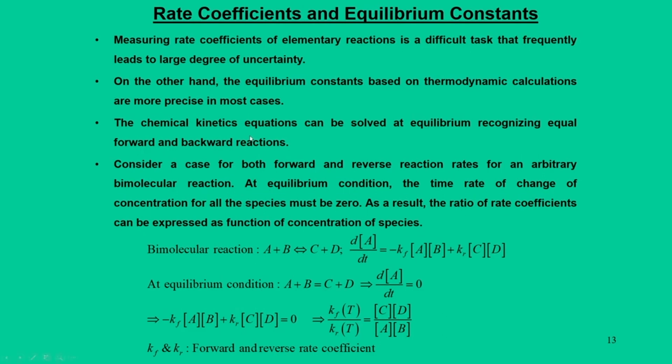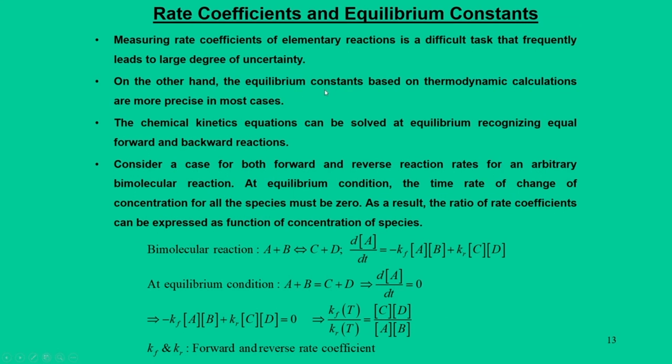Okay. Now, the next component that we are going to discuss is the comparison between rate coefficient and equilibrium constant. Prior to this we have introduced the term equilibrium constant in our previous module, and here we introduce the term rate coefficients. So, let us see what is the resemblance between these two parameters. As we have emphasized, measuring rate coefficients of elementary reactions is a very difficult task and it gives a lot of uncertainty. So, one way is to find the equilibrium constants.